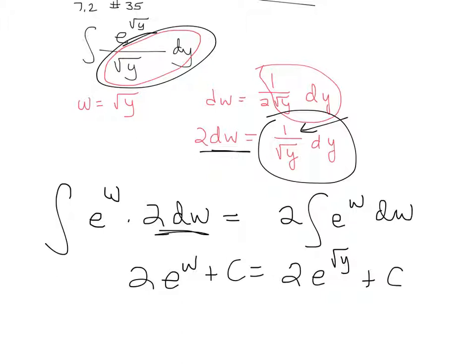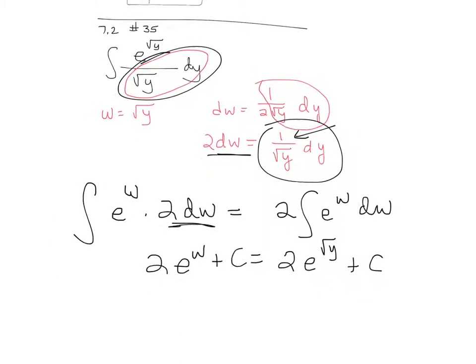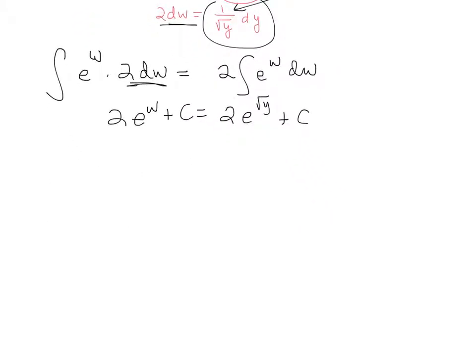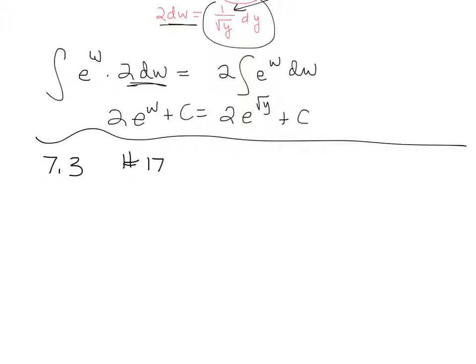All right, 7.3. 7.3, number 17. So the only thing that changes with 7.3 is now you have numbers to plug in.